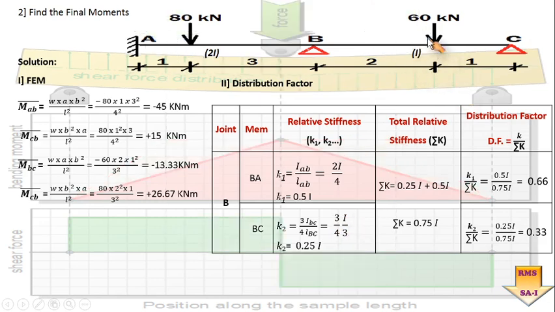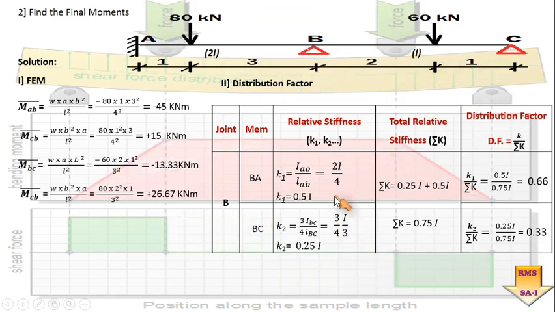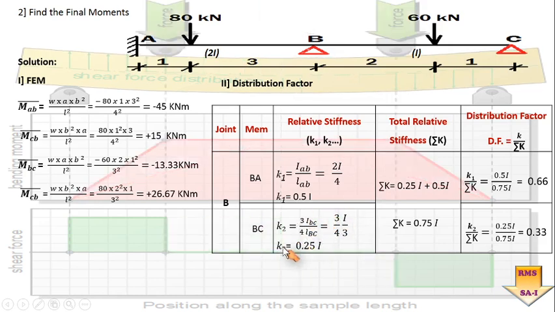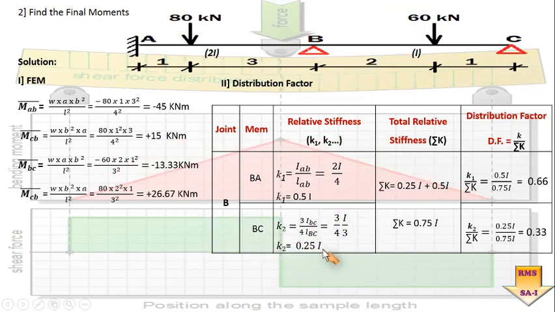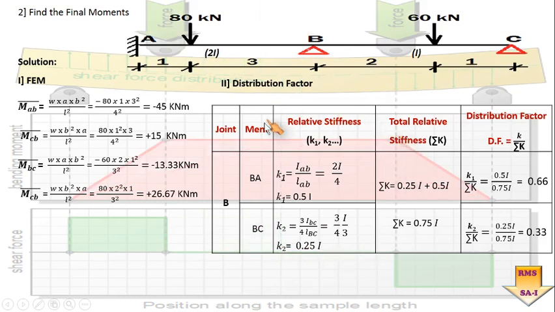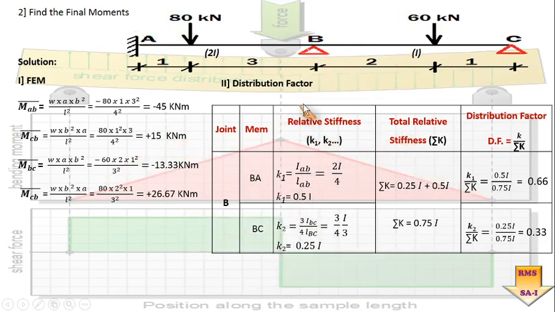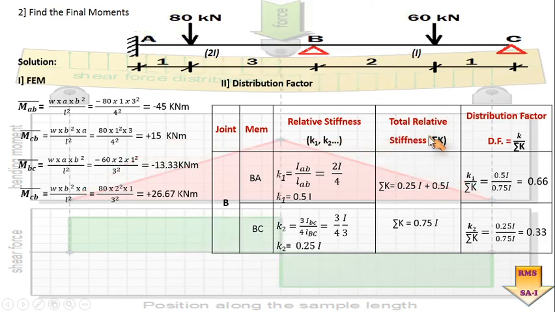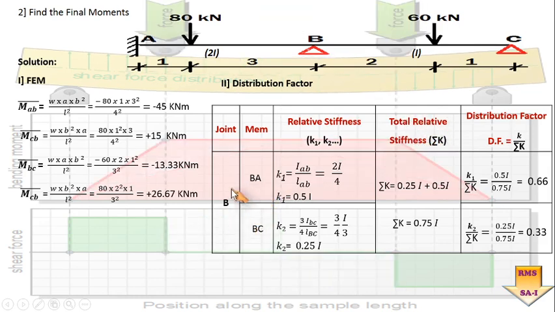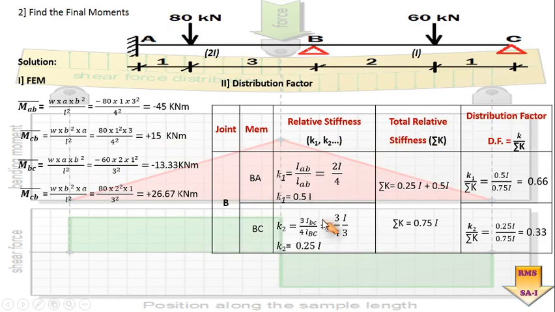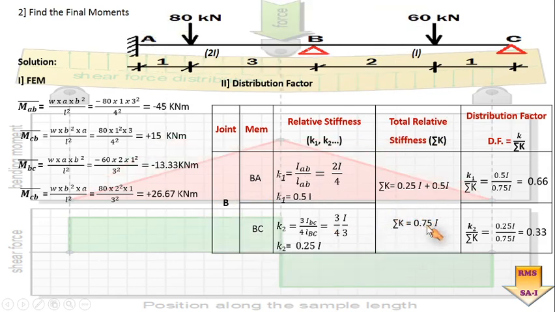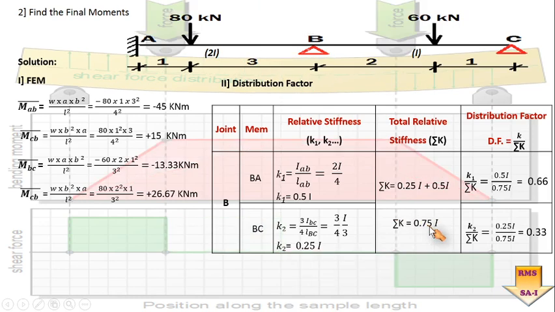As far as the value of I is concerned, for this BC span, it is simply I. So substituting that value, we can find out a value of K2 equal to 0.25 I. Is it okay? So after finishing with working out the relative stiffness, next is to find out the total relative stiffness about that particular joint. So it is simply K1 plus K2. So the algebraic summation of K is equal to 0.75 I. Is it okay?